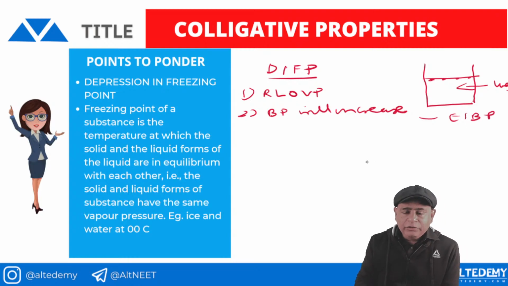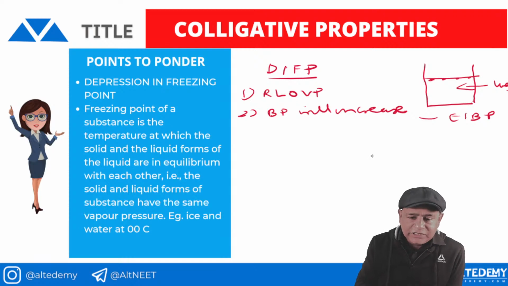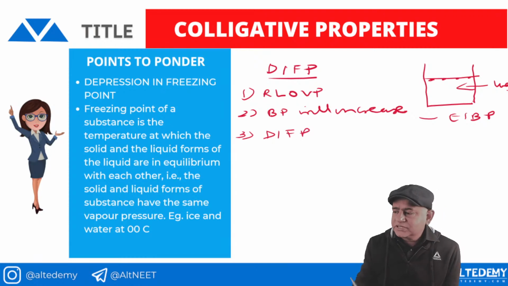The boiling point of a liquid is the temperature at which the vapor pressure of the liquid becomes equal to atmospheric pressure. I hope you know that. So if we put some non-volatile solute into it, there will be relative lowering of vapor pressure, there will be elevation in boiling point, and the third thing is depression in freezing point. All these three things happen simultaneously.